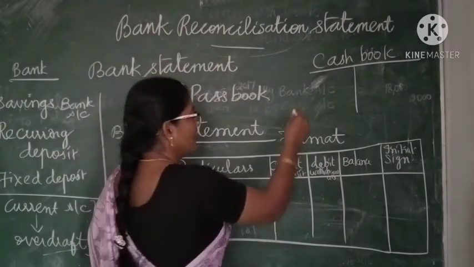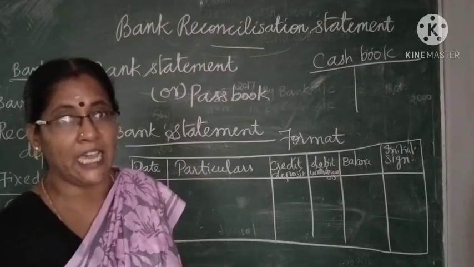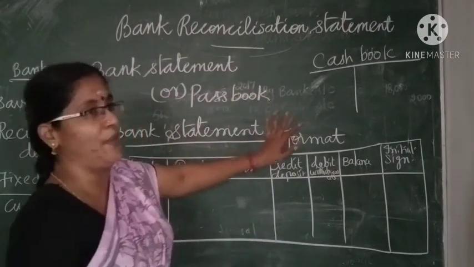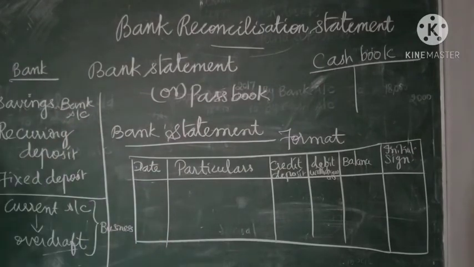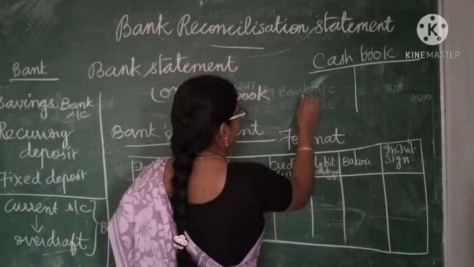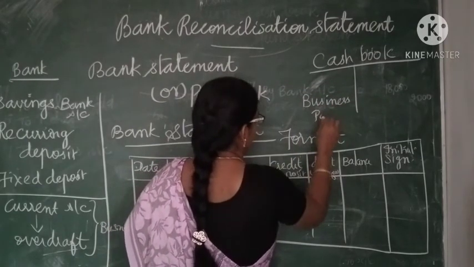Here, as soon as we receive the cash, we debit the receiver. So why is there a variation? What is the meaning? See, this is because the cash book is prepared from the business point of view. From which point of view? From the business point of view. The cash book is prepared from the business point of view.